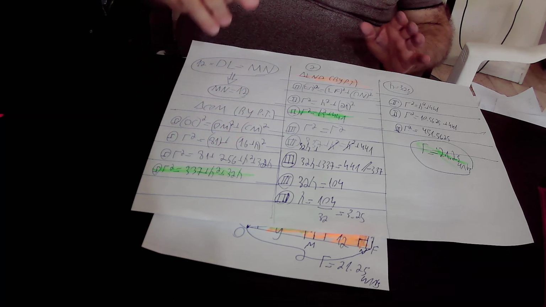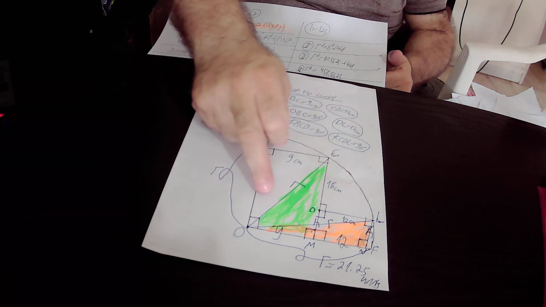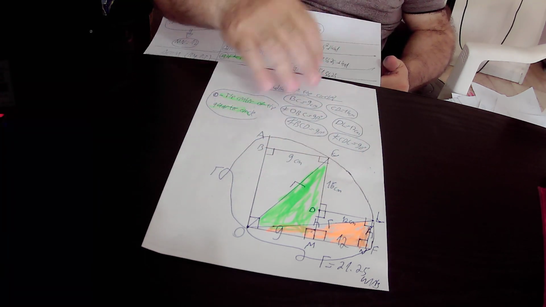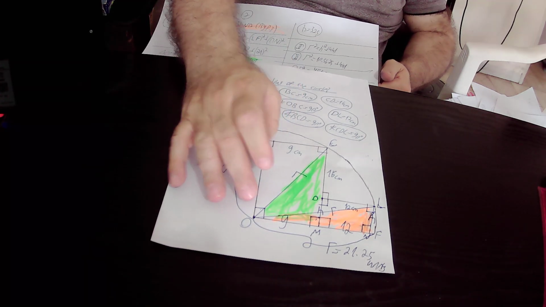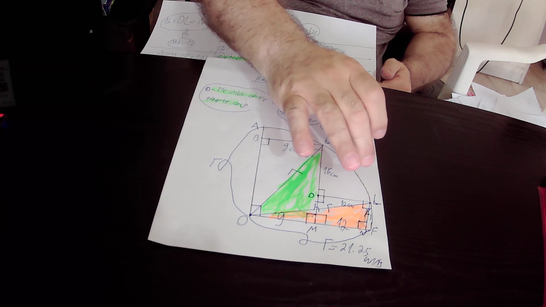Okay, then we join points O and F together by a straight line. Here point O is the center of the quarter circle. Point L is a point on the quarter circle itself.